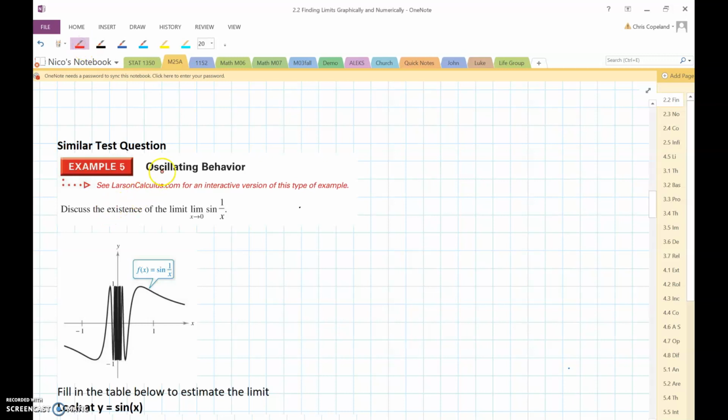Alright, this is example 5. This is similar to a question that will be on your next test. We want to evaluate the limit of sine of 1 over x as x goes to 0. Here you can see a graph of this function, and what's happening as x is approaching 0, it's oscillating between negative 1 and 1. It's just bouncing back and forth.